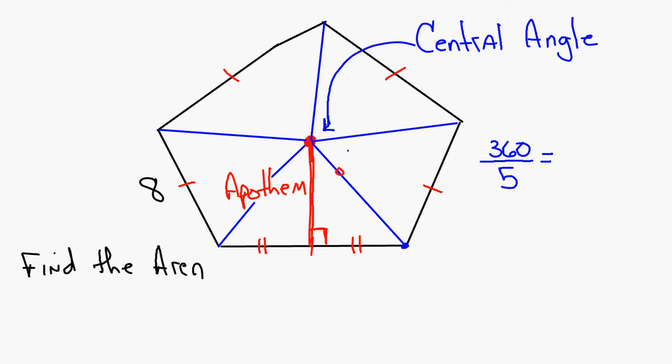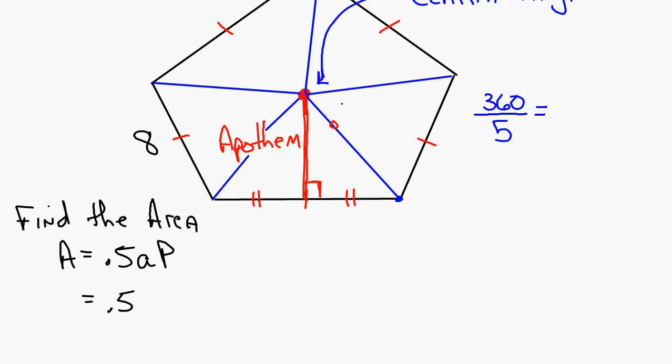So given this shape and asked to find the area, remember that the area is equal to 0.5 times the apothem times the perimeter, right? So look, the area of this shape is going to be equal to 0.5 times, don't know the apothem yet, right? What is the perimeter? Perimeter is 8 times 5, which is 40. So you're only missing one thing. Unfortunately, it's the apothem. So look what you've got based on this picture.